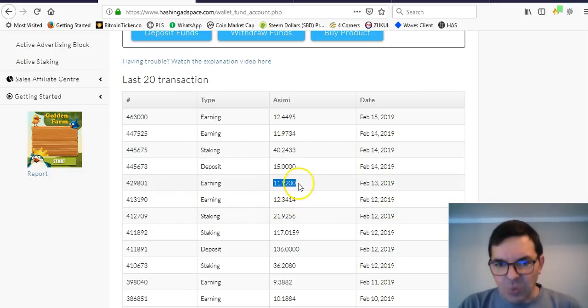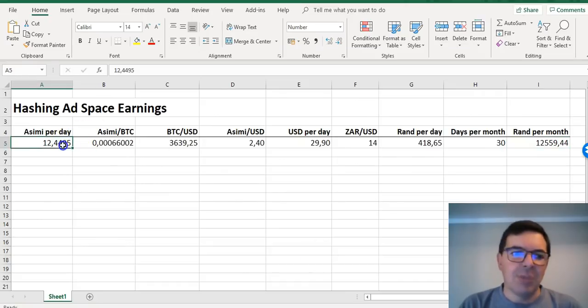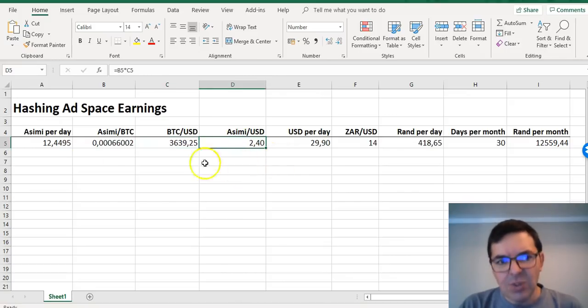But what is this worth? Let's use my latest one, 12.4495 Asimi. I've got a spreadsheet here, so I put that 12.4495 Asimi in here that I earned yesterday. That is the Asimi Bitcoin price, and that is the Bitcoin US dollar price. So in other words, one Asimi is equivalent to $2.40 at today's price.